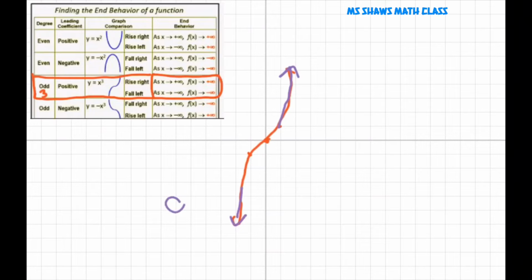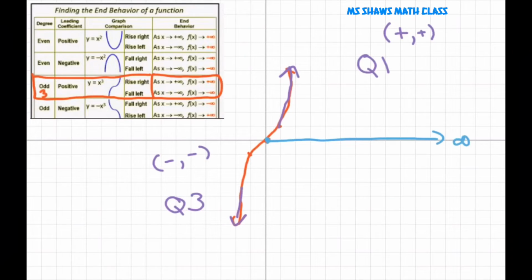So when we're graphing from left to right, we're starting in quadrant 3, we're ending in quadrant 1. In quadrant 3 it's negative, negative. In quadrant 1, we have positive, positive for x and y. That just means when x from 0 gets larger and larger, our y also gets larger and larger. That puts us in quadrant 1. And when x from 0 gets smaller and smaller, so does our y. And that puts us in quadrant 3.